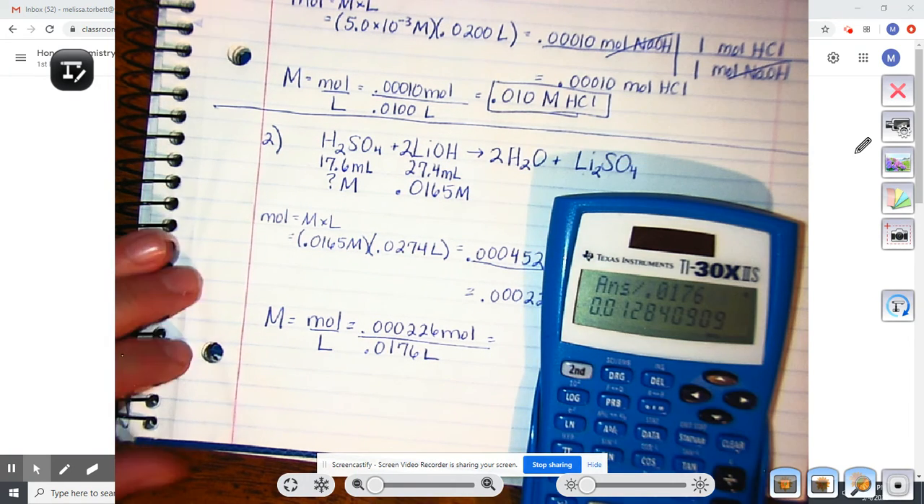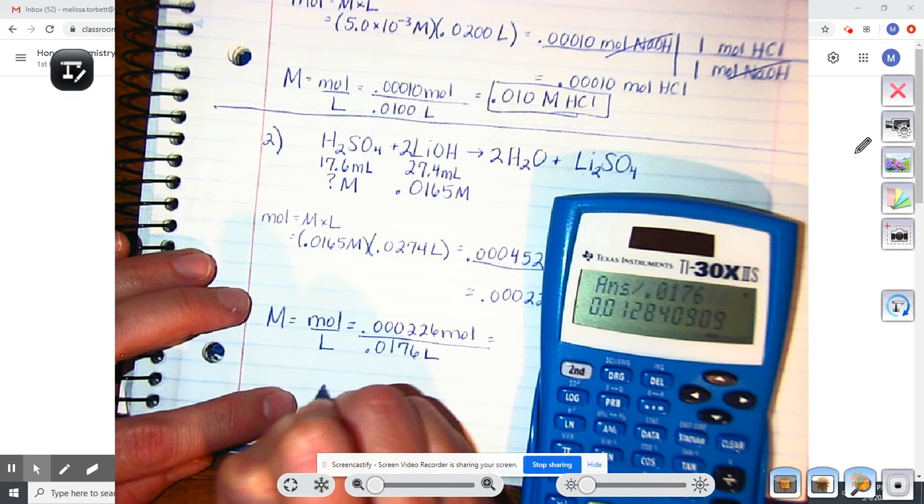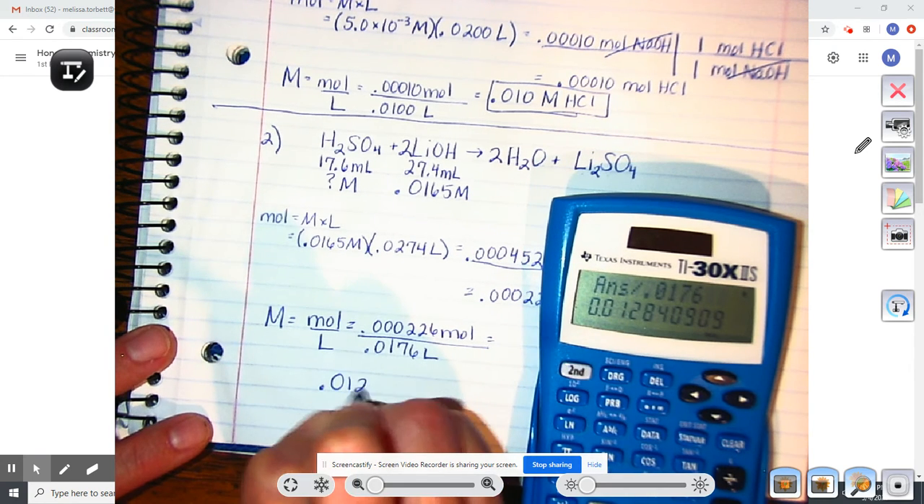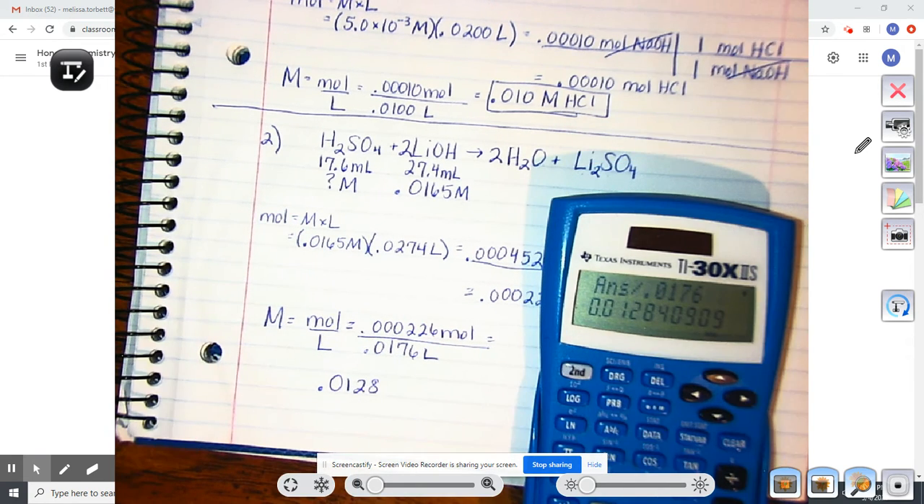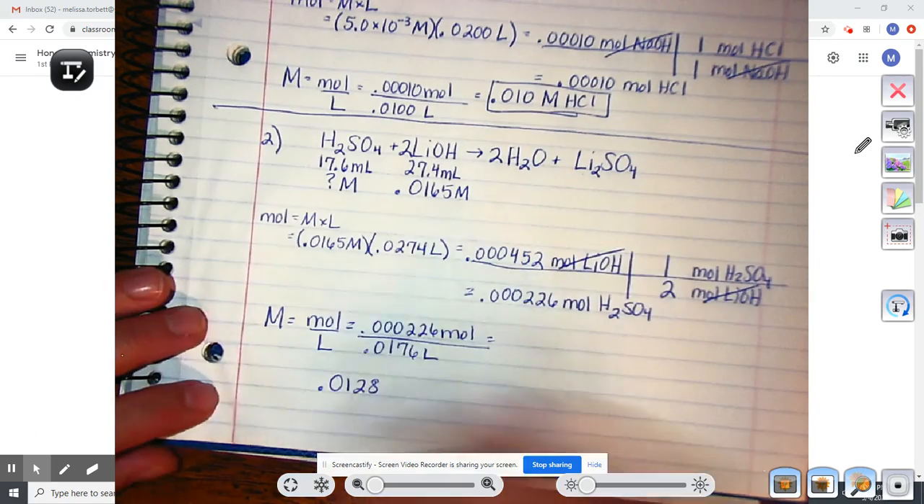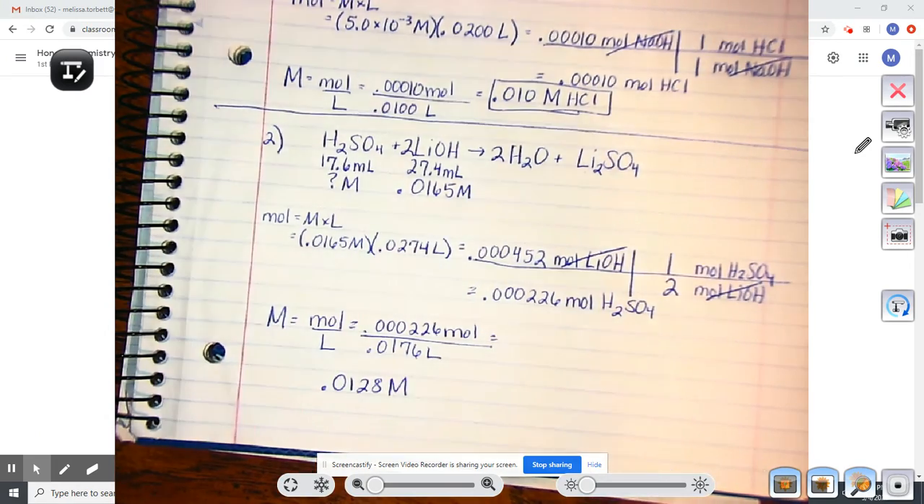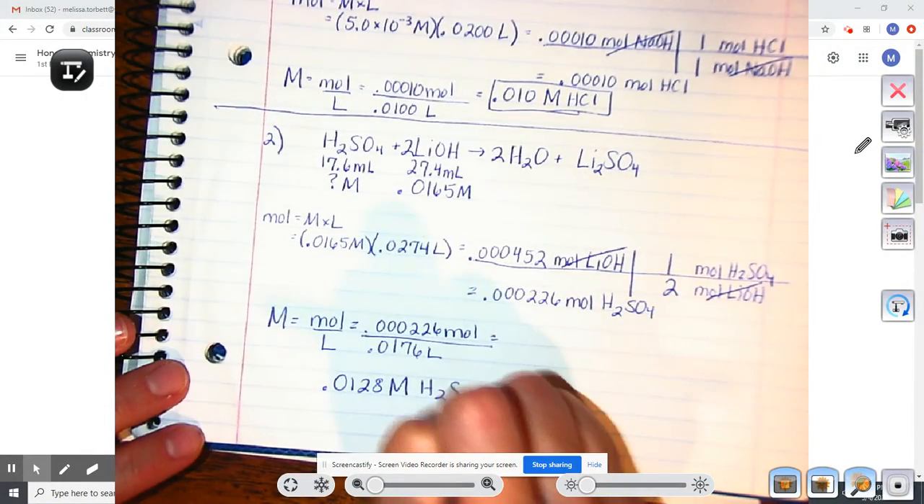Okay. So I've got 0.0. Now remember, I do have to write the 0.0. It's a placeholder. It has to be there, but it's not significant. So I got to go 1, 2, 3 more digits. 0.0128. Okay, 0.0128. My unit is what I started with, which is M. And this is for the sulfuric acid right there.